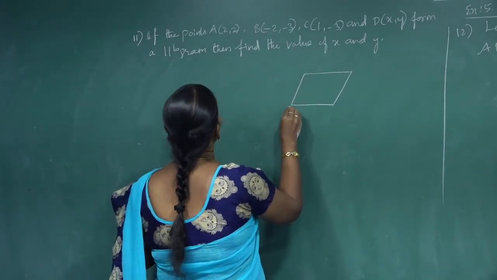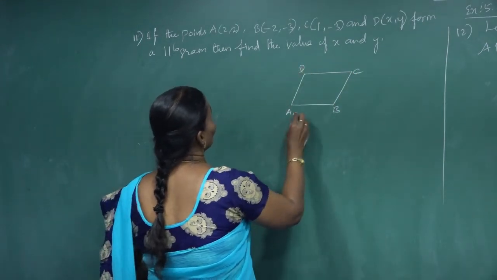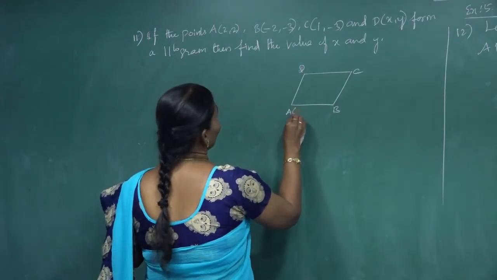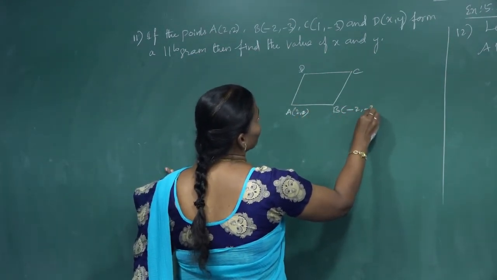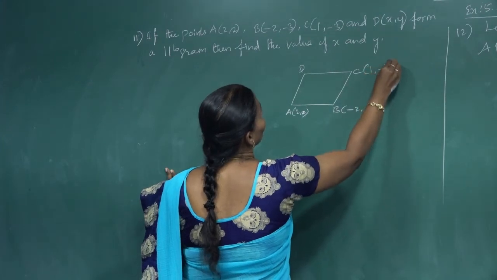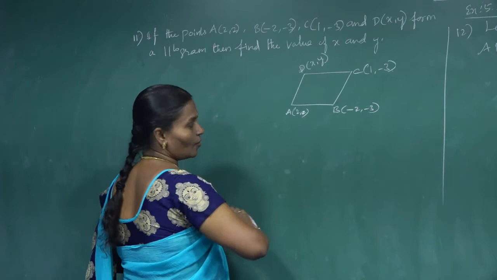Okay. So you consider this as A, B, C, D. So what is A point? That is 2, 2. B is minus 2, minus 3. Then C is 1, minus 3. D point is 6, y. These two coordinates are unknown.